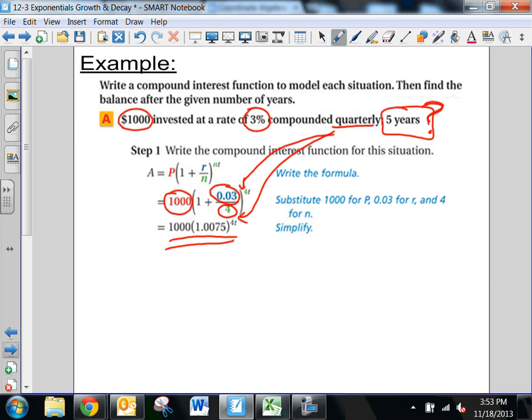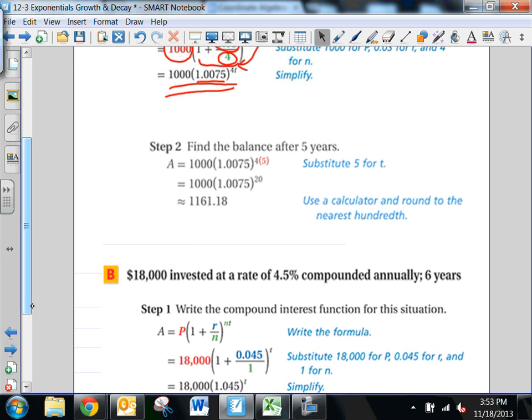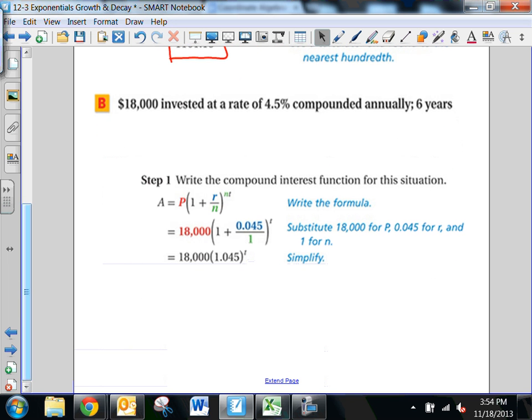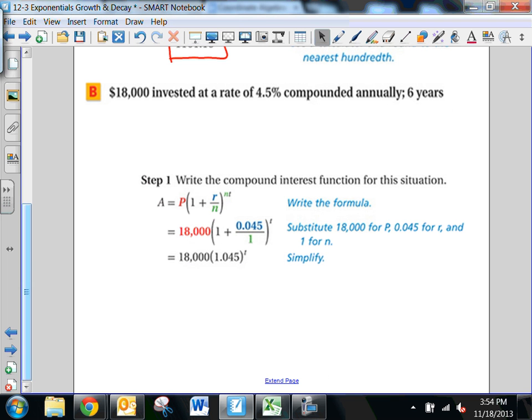Once we did all this, we get 1.0075, and then the last step is we'll find the balance after 5 years. We'll plug in 5 for T, and we work it out. We get 1161.18. So that's how much money we would have after 5 years. We started with $1,000 and we end with $1,161.18.